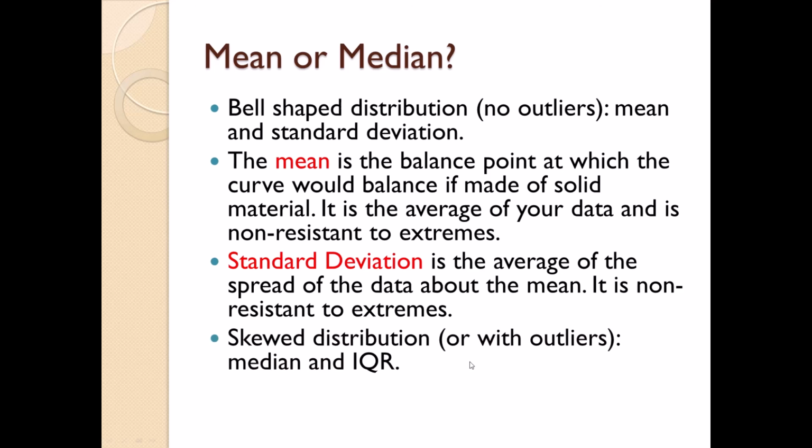All right, otherwise with skewed distributions or distributions with outliers, we want the median and the IQR because of its non-resistance. I'm sorry, I guess that would be resistance to outliers. Got to get that right.